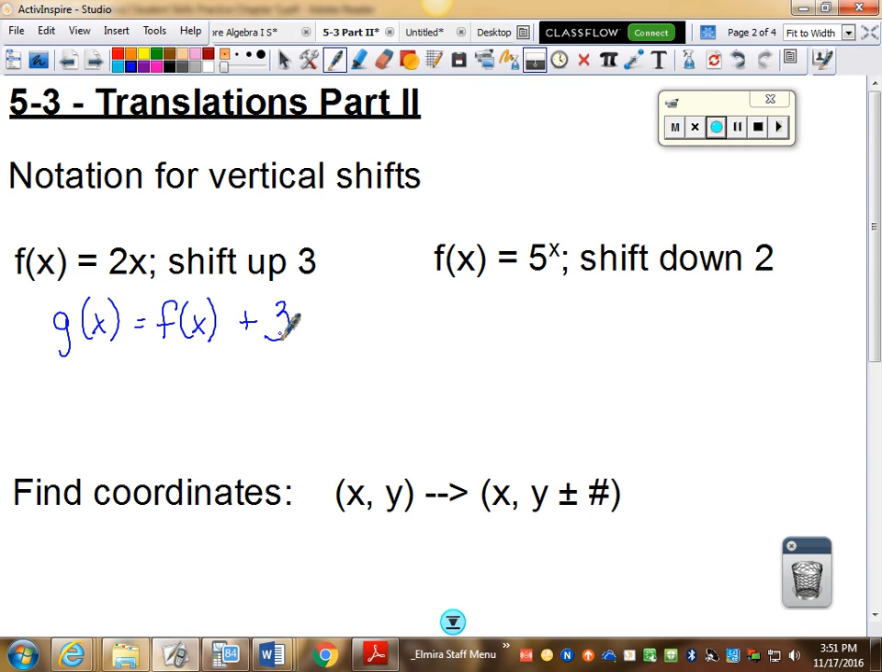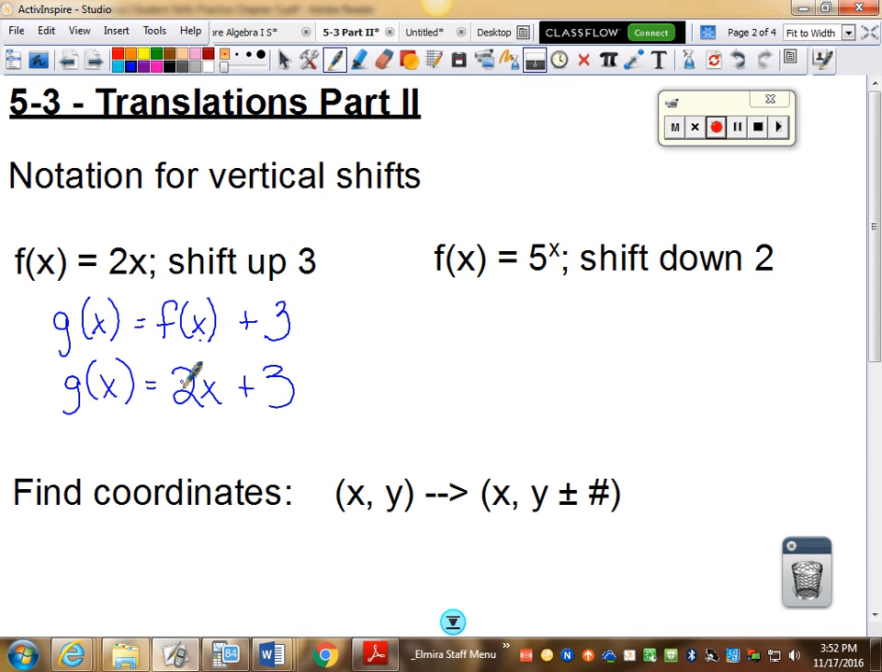Sometimes they don't write the function itself, they just write the f of x. Or, since f of x equals 2 to the x, that's two different ways of writing it. One is in terms of f of x, and one is in terms of 2 to the x.